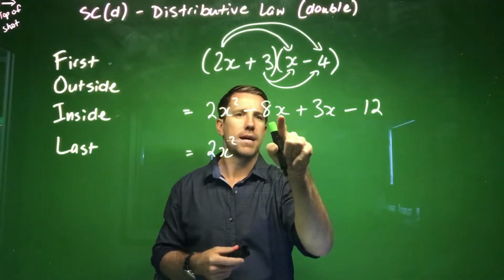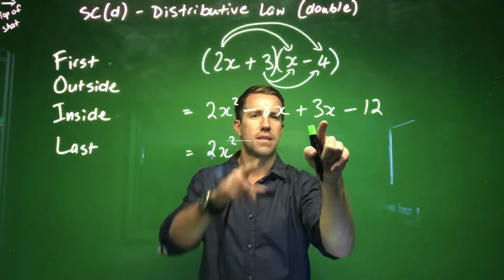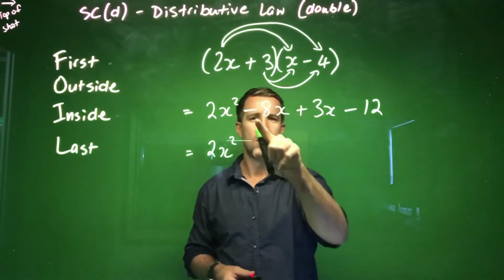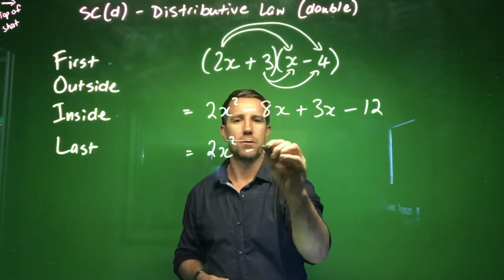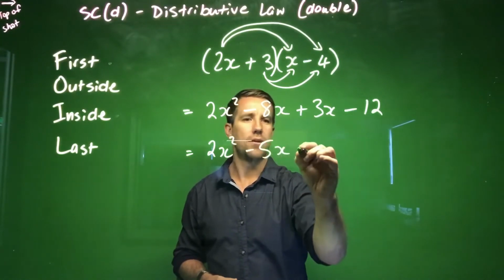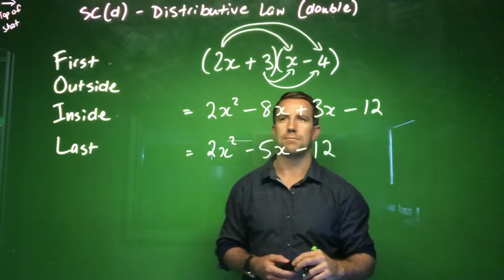We've got minus 8x and then plus 3x. They're like terms, so we can simplify those. Negative 8x plus 3x is going to bring us back to negative 5x. And then on the end, we've just got our constant term of negative 12.